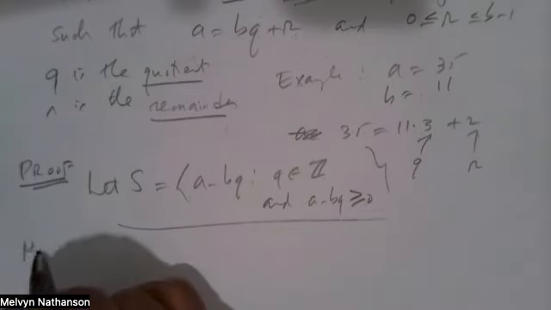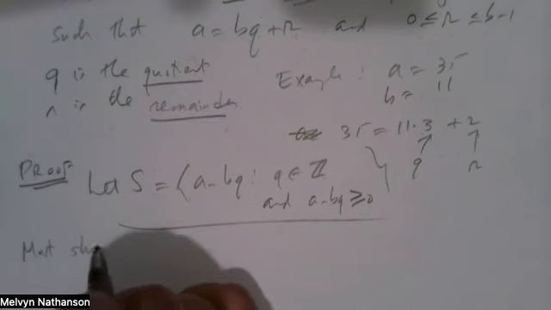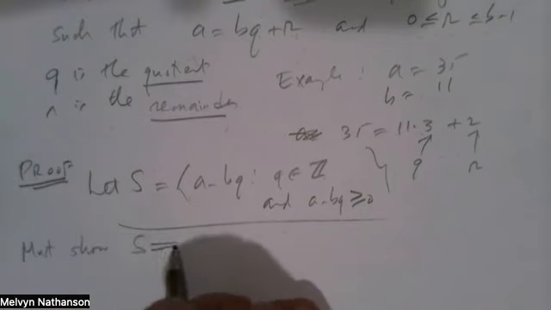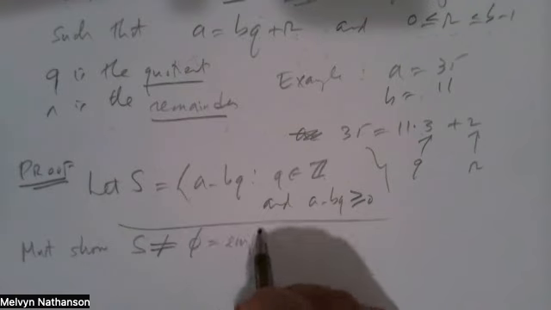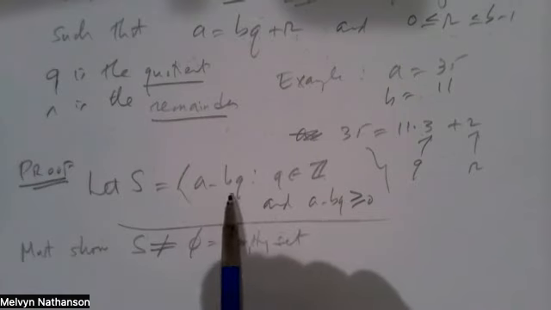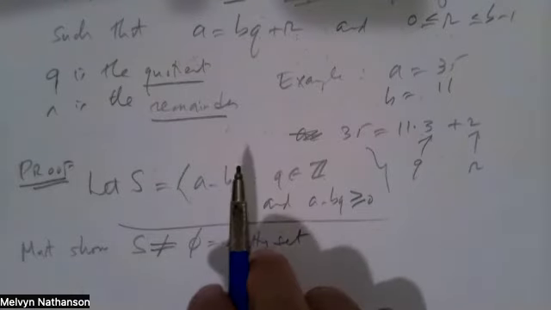So first of all, I have to show that S is not the empty set. So this symbol is the empty set, the set that has nothing in it. All right. I have to show there's always some number of this form. So let's divide this into two cases.